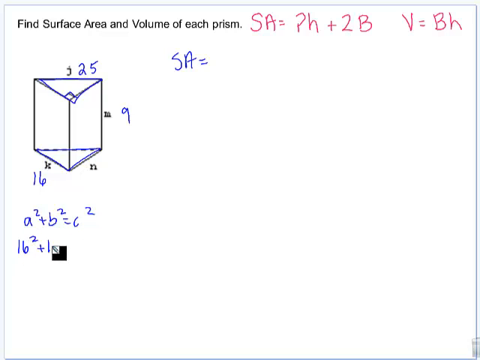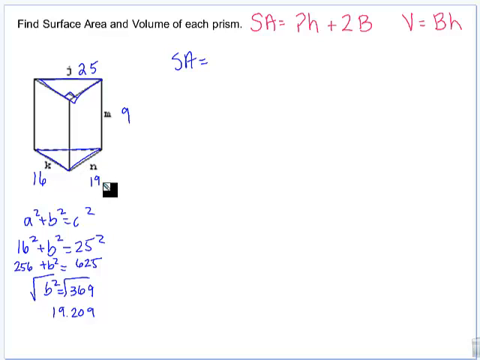So we have 16 squared plus our other side squared should be 25 squared. 25 squared is 625. 16 squared is 256, so we're going to subtract the 256 over. And so we have b squared of 369. And then when we take the square root of that, we get about 19.209. So that is going to be our third side. So n here is roughly 19.209. And we'll keep about 3 decimal places until the end so we can get as accurate as possible.